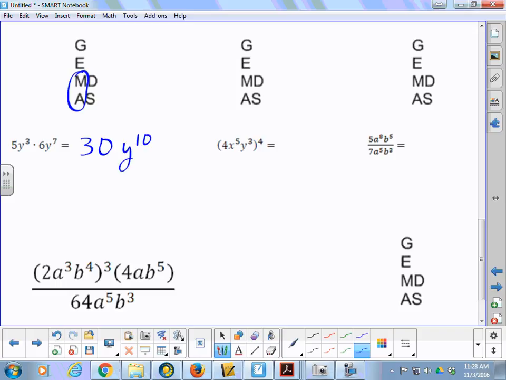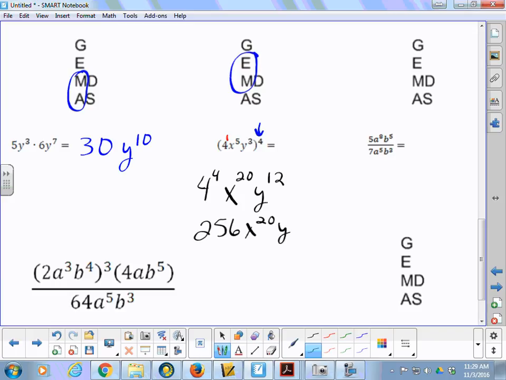So it might help you when you start doing some of these to write down GEMDAS and use that to apply. Right? So here we are again. We have an exponent on the outside of the parentheses. So if we have an exponent, that means we're going to multiply it by the exponents on the inside. So we get 4 to the 4th, because the exponent of 4 here was 1, times x to the 4 times 5, which is 20, and y to the 3 times 4, which is 12. So 4 to the 4th, which is actually 256, x to the 20th, y to the 12th power.